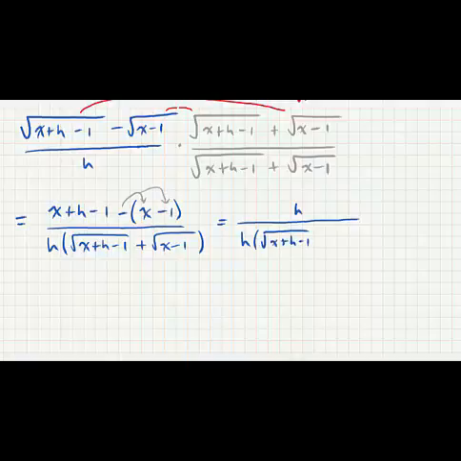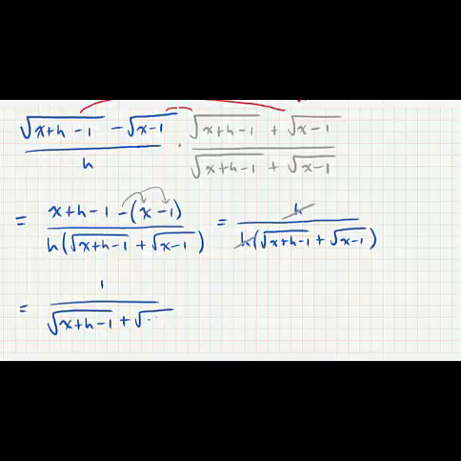And what you should be noticing is that there is a common factor of h that can now be canceled, leaving us with the final simplified solution of this difference quotient for a square root. Boom.